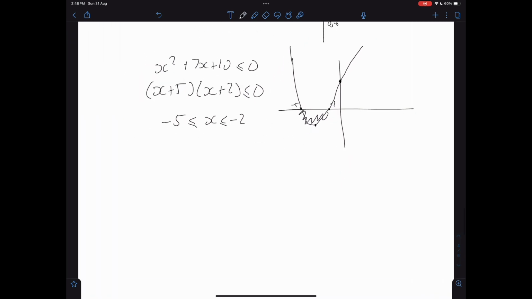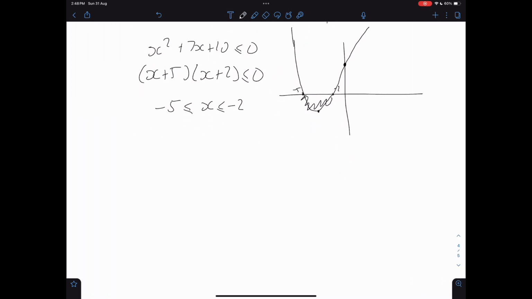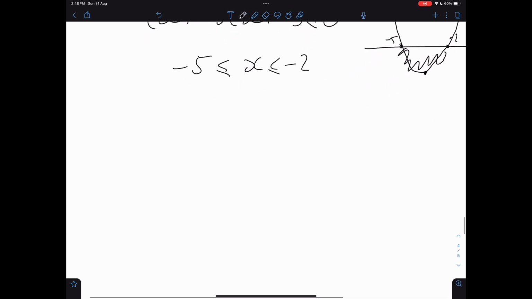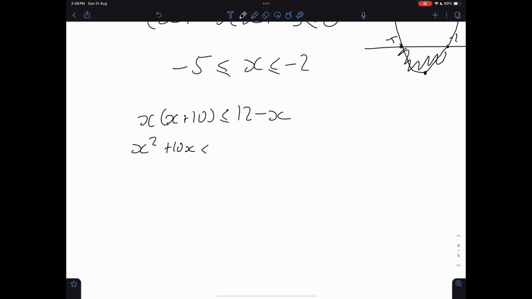So how could we write this properly? Proper working. Let's have a look at another example. Say (x + 10)(x) is less than 12 minus x. Let's expand these brackets and move everything to one side.